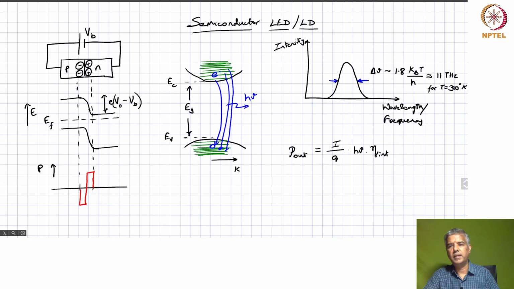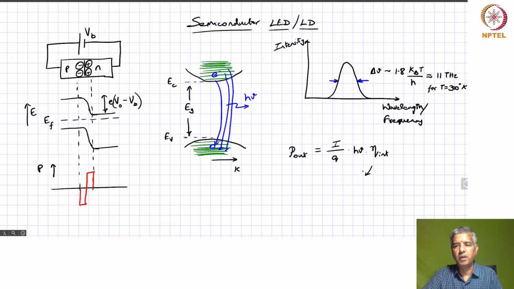So what is eta int? Eta int corresponds to what is called the internal quantum efficiency. Eta int, for example, is going to be given by the ratio of the radiative rate versus the total rate, which is the radiative rate plus the non-radiative rate.